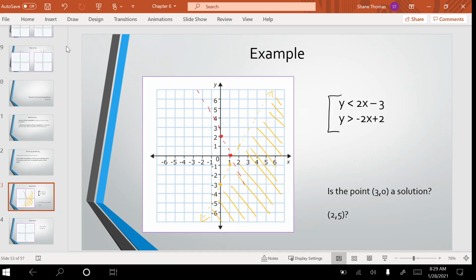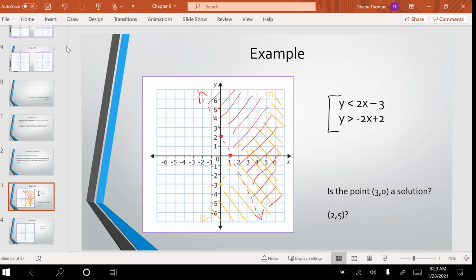It's supposed to be straight. It's really tough on us. All right, so there's that line. Now, it's a greater than, so do I shade above or below? I shade above, correct. So this guy, I'm going to shade over here.